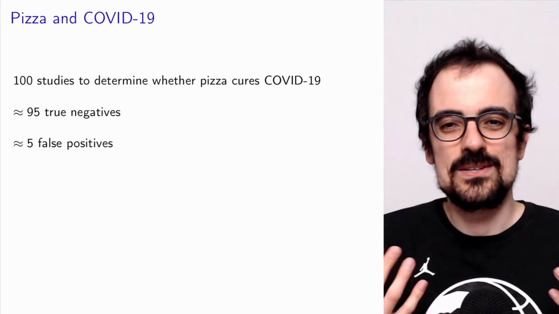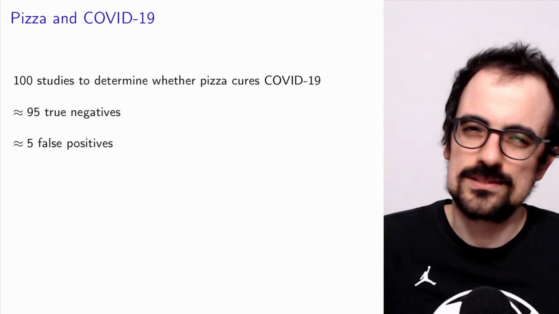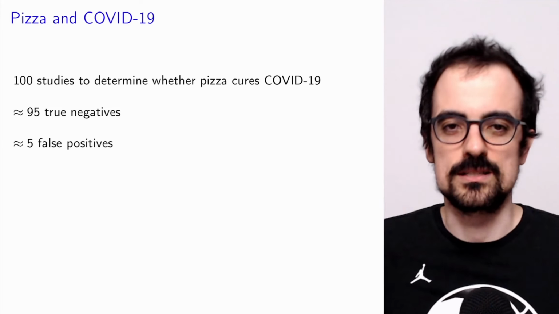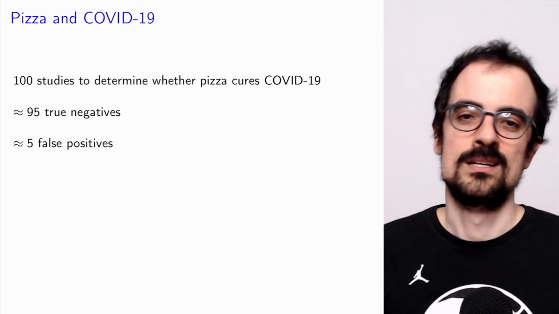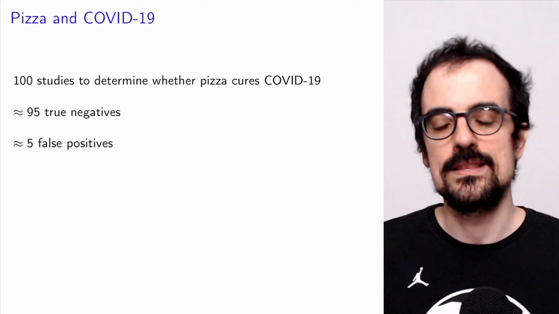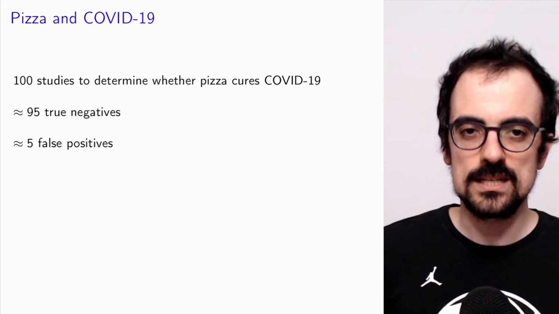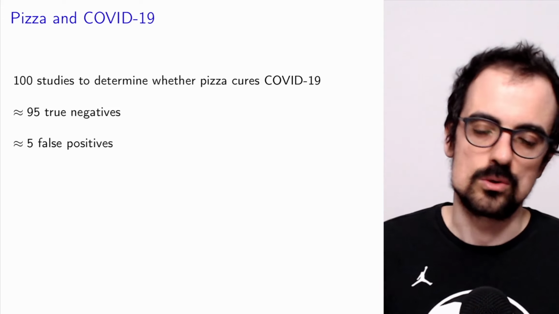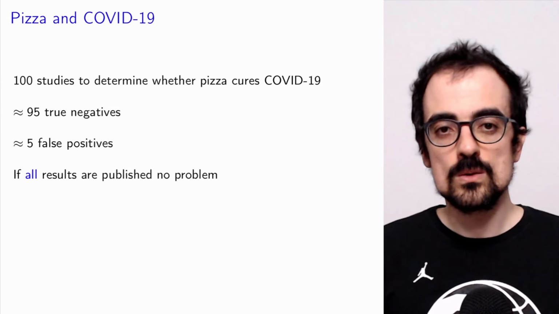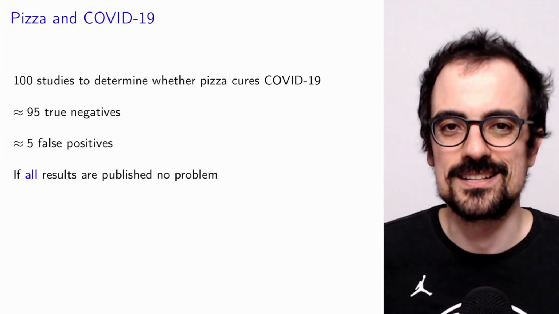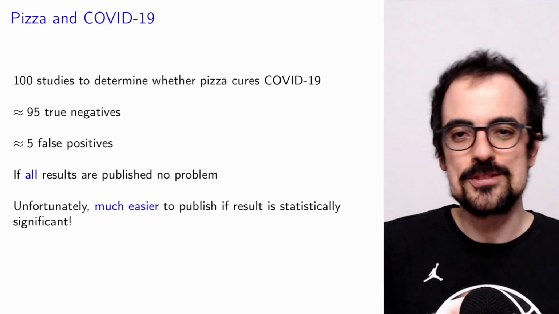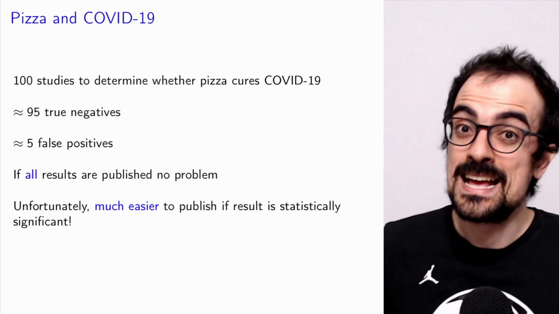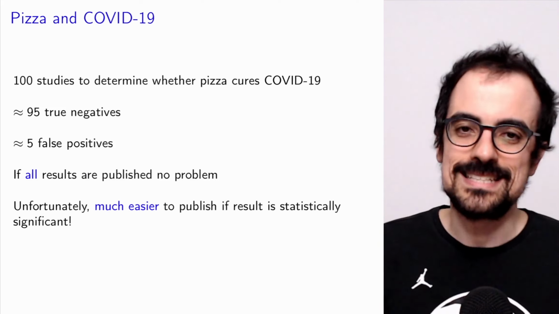So you might ask yourself, well, Carlos, this does not seem like a huge problem, right? Because then we'll see that 95 studies conclude that there's not enough evidence that pizza cures COVID-19, and there'll be 5 that conclude the opposite, but that's okay. Well, yes, that is true if all the results are published. But the problem is that it's much easier to publish when you have a result that is statistically significant and exciting. This one is idiotic, right?